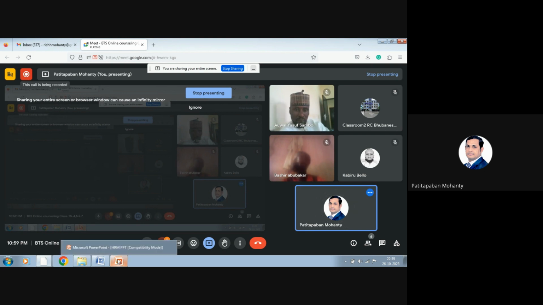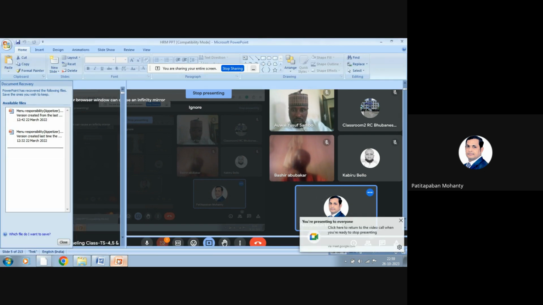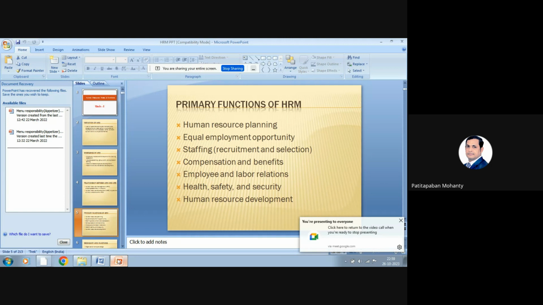It's a complicated process. So what are the various functions? First is planning, human resource planning, because without planning you cannot run the organization. Planning is one of the managerial functions, so HRM also comes under that managerial function. Human resource planning is the first function.